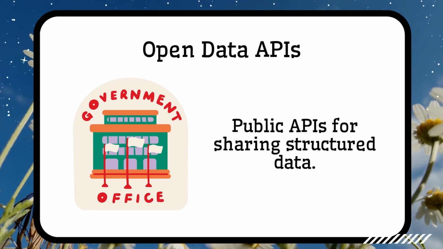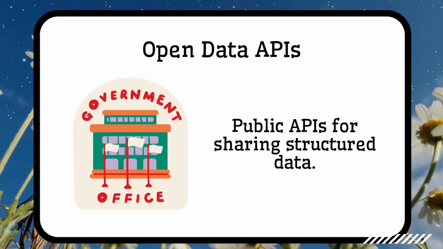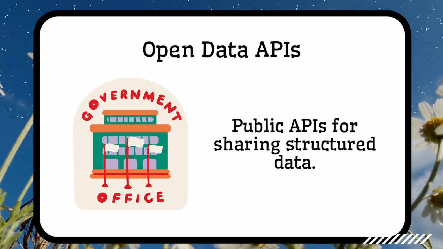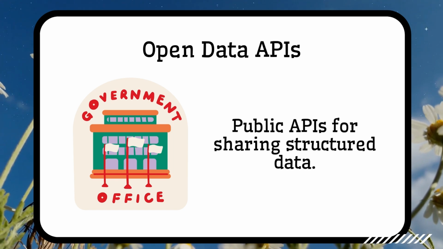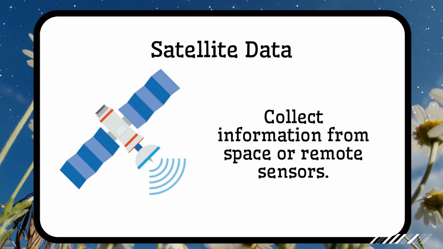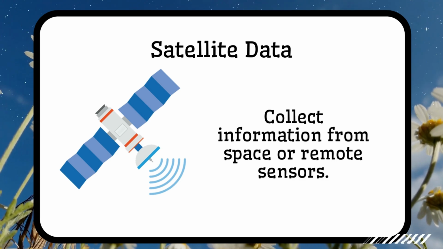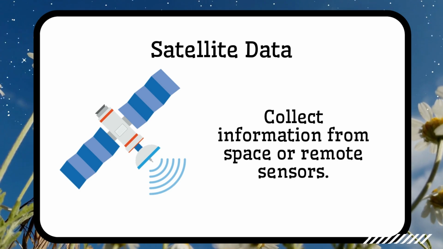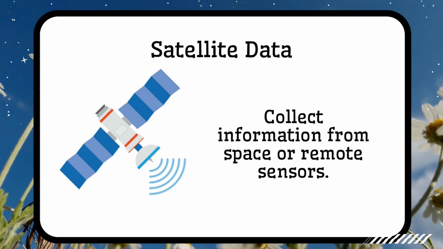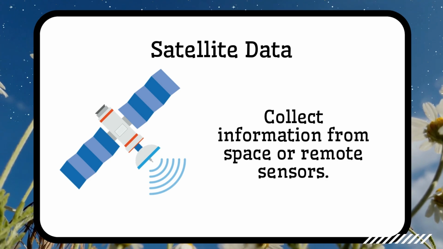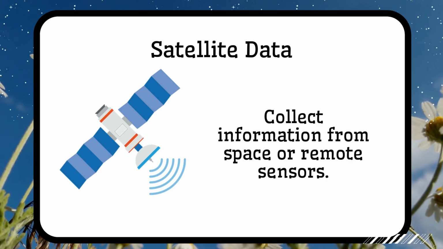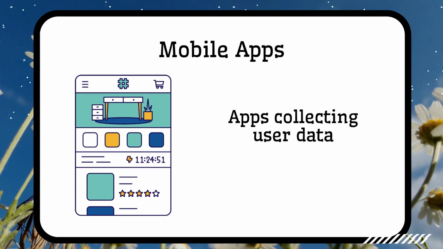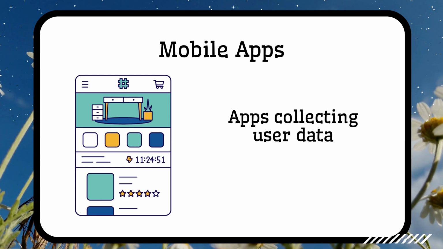Open data APIs. Public APIs for sharing structured data. Example includes accessing the World Bank's economic indicators. Satellite data. Satellite data is used to collect information from space or remote sensors. Example, monitoring deforestation using satellite imagery. Mobile apps. Apps collecting user data. For example, tracking steps on Google Fit.